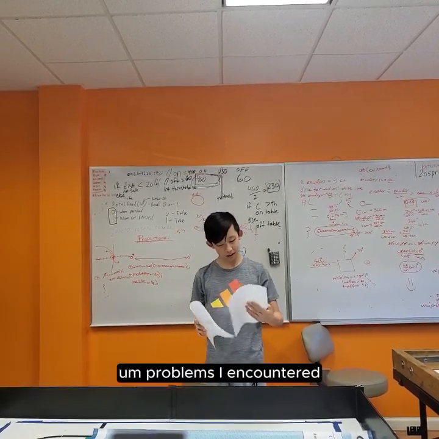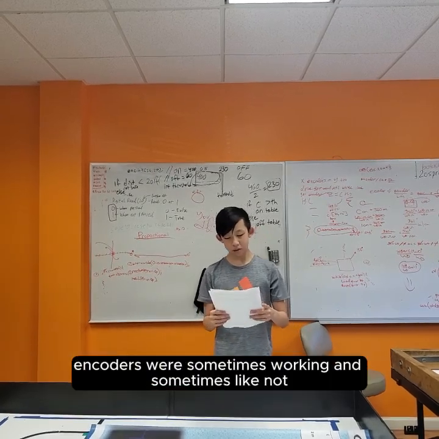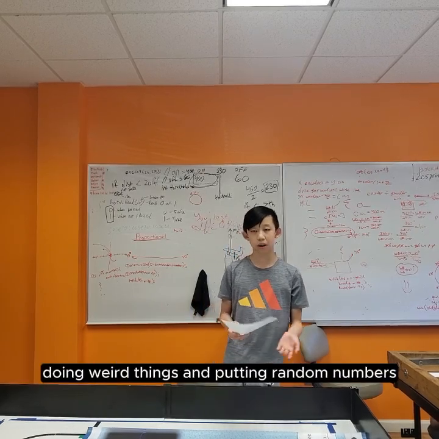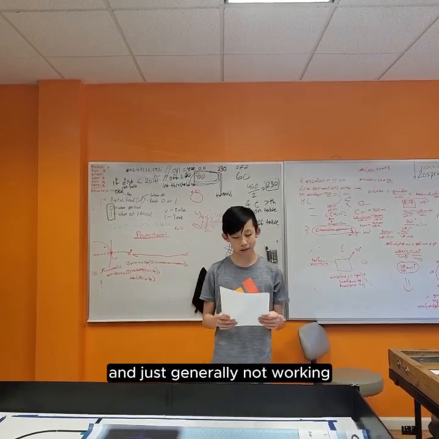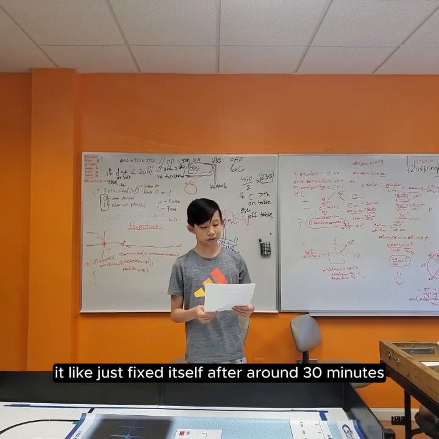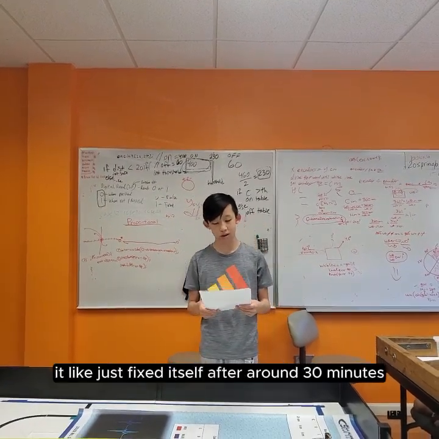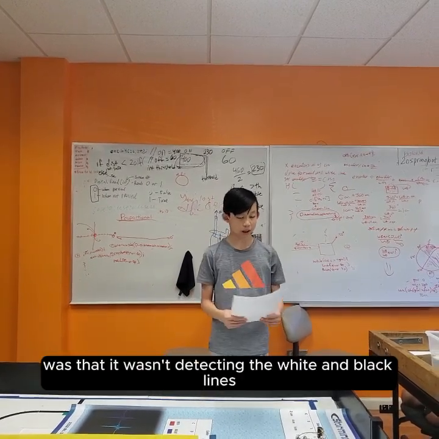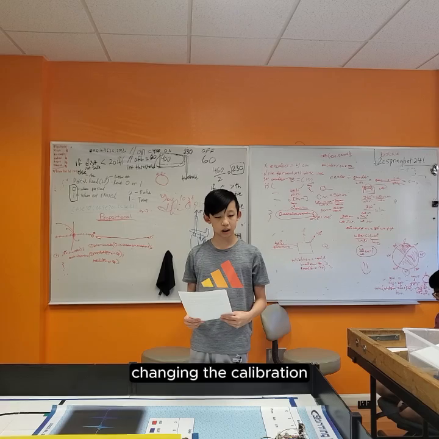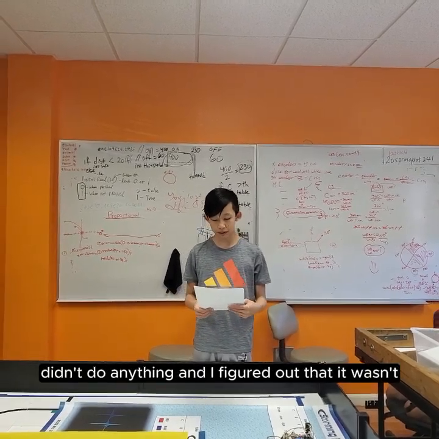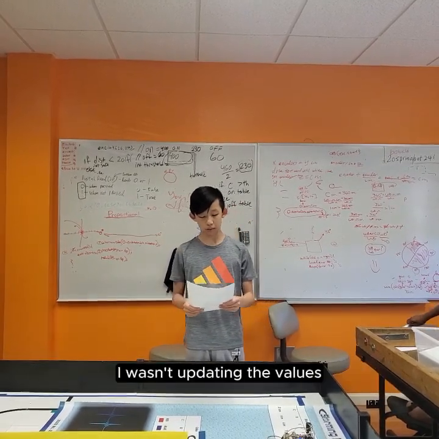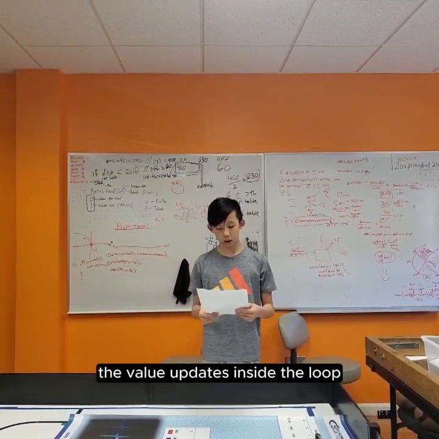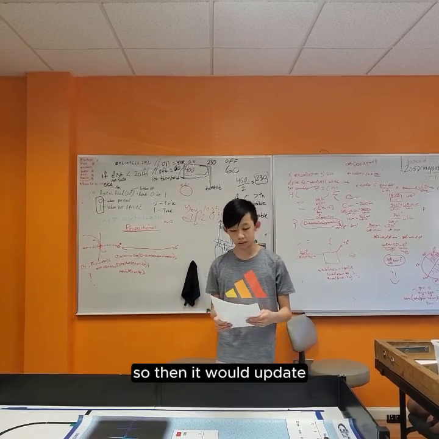Problems I encountered. The first problem was encoders were sometimes working and sometimes not. They were doing weird things, inputting random numbers and just generally not working. So in that case, it just fixed itself after around 30 minutes. My second problem was that it wasn't detecting the white and black lines, and changing the calibration didn't do anything. And I figured out that I wasn't updating the values, so I fixed it by adding the value updates inside the loop, so then it would update.